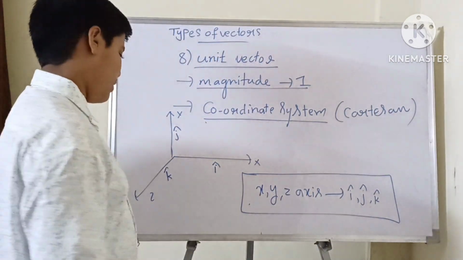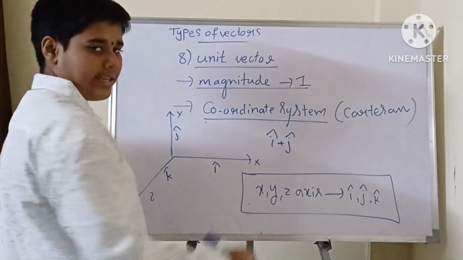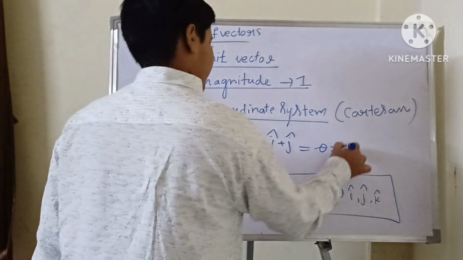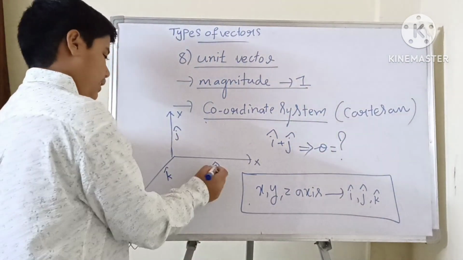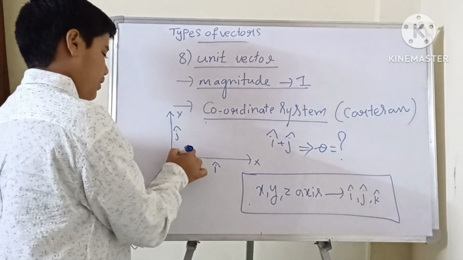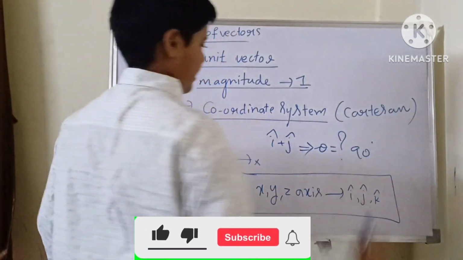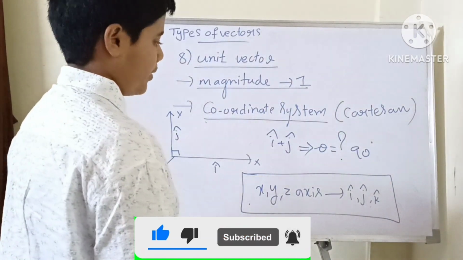In questions they will give i cap plus j cap and ask what is the angle between these two vectors. Here i cap and j cap are perpendicular to each other, so theta is 90 degrees. Questions like these will be asked. Okay.